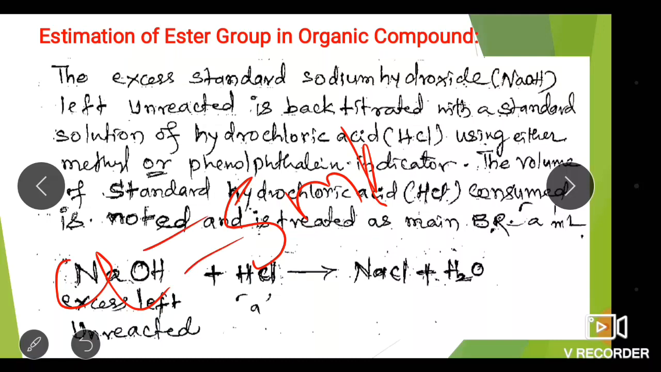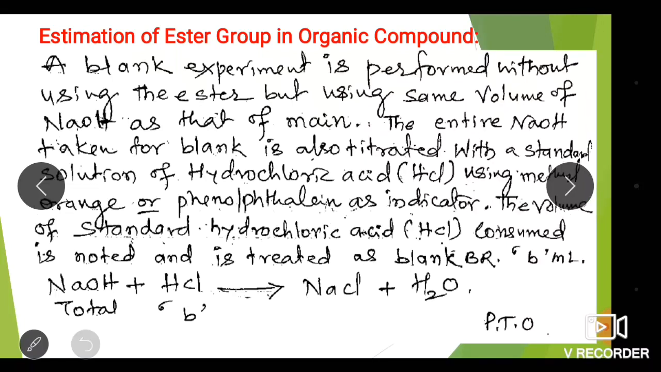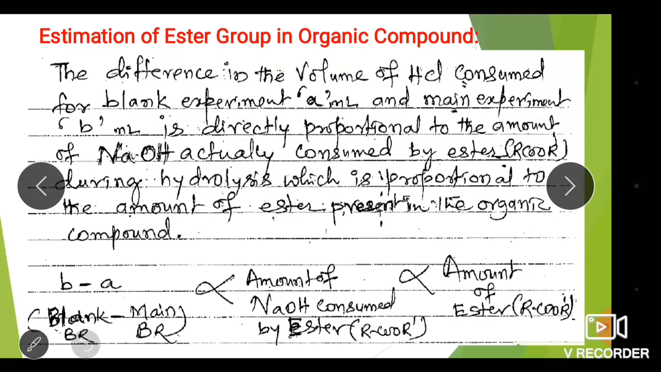So by making the calculation, subtracting the sample reading from the blank reading, we get the amount of ester group present in the given organic compound. That is, the blank minus sample reading is directly proportional to the amount of NaOH consumed by the ester group, which is directly proportional to the amount of ester group.